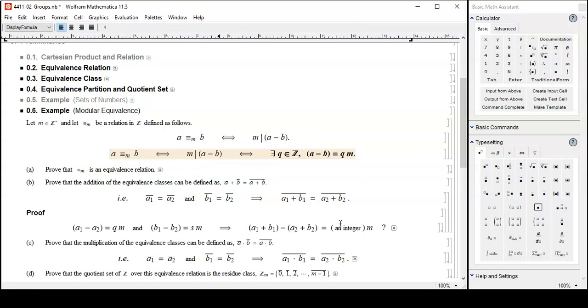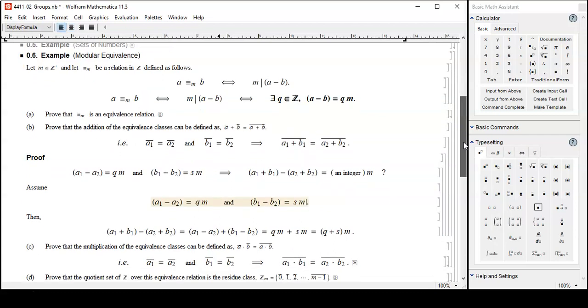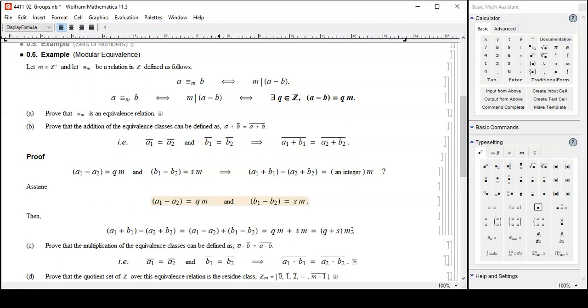And then we have to prove that the difference is divisible by m, something times m. How can you prove it? Doesn't look too bad, because here a1 minus a2 and then b1 minus b2, so it looks like I can simply add them up. Let's do that. So okay, that's qm, that's sm, and then simply add them up.